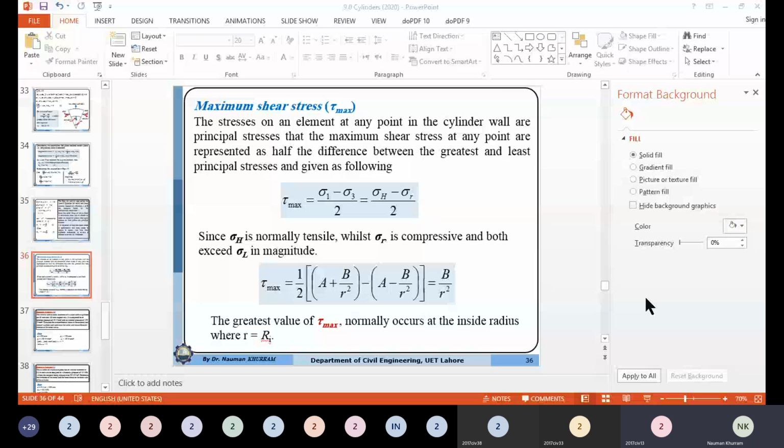Yes, sir. Can I compute the radial stress in a cylindrical vessel? Thin cylinder. Yes, sir. Can I compute radial stress in a thin cylinder?